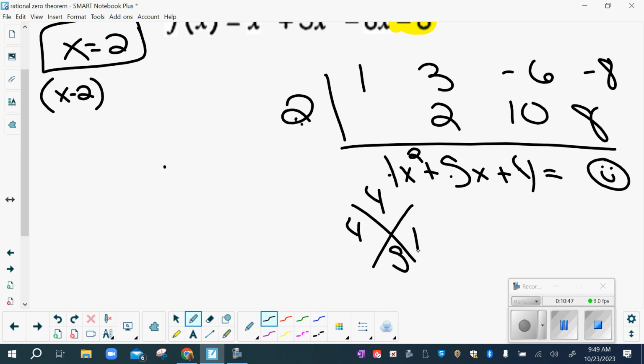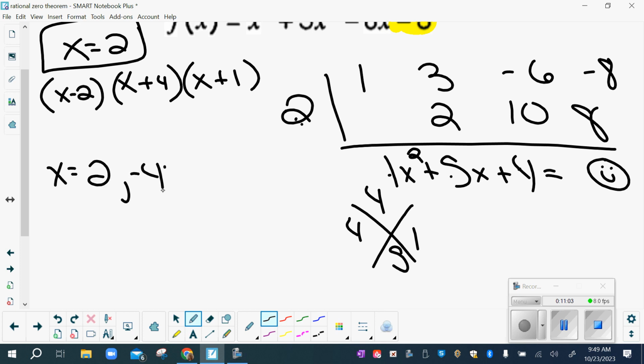So here's what I know. I got this guy already. I got this guy now. And I've got this guy now. So my 3 answers are 2 that we got from before, and -4, and -1.